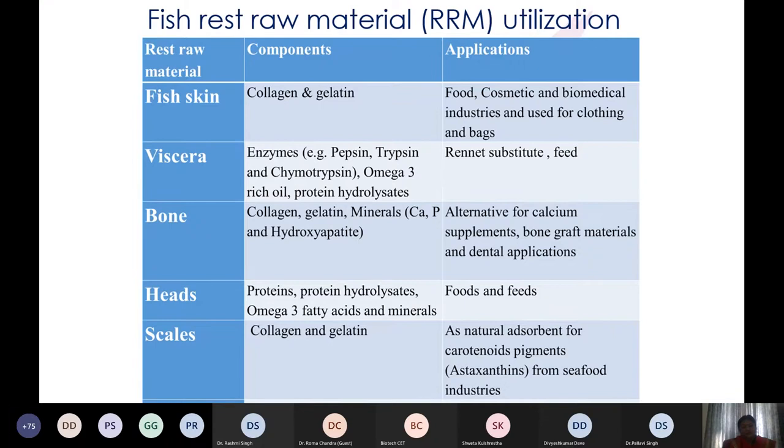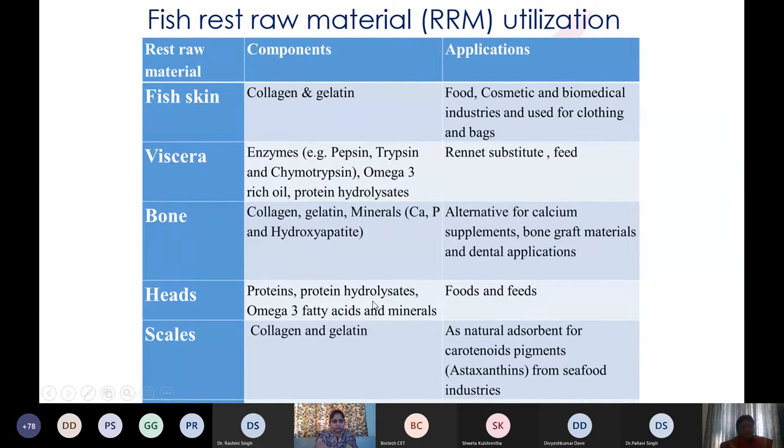Skin can be used for extraction of collagen and gelatin, which can be used in the food, cosmetic and biomedical industry. Similarly, from the viscera we can extract different enzymes and omega-3 protein hydrolysate, which can be used as feed for animals. Then bones contain a lot of collagen, gelatin and minerals, and are an alternative to calcium supplements, bone graft material and dental applications. And protein hydrolysate contains omega-3.